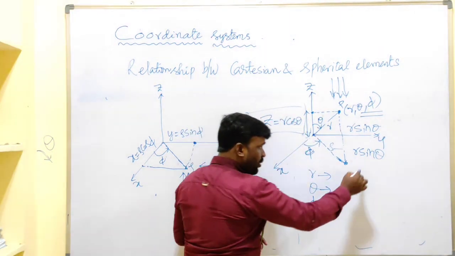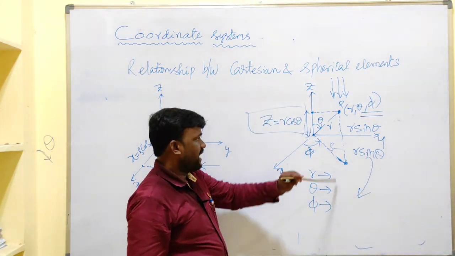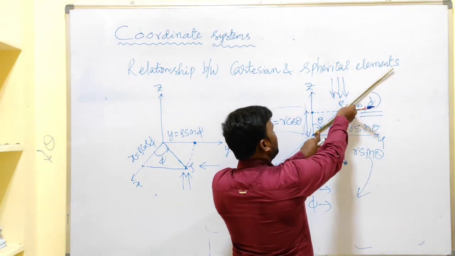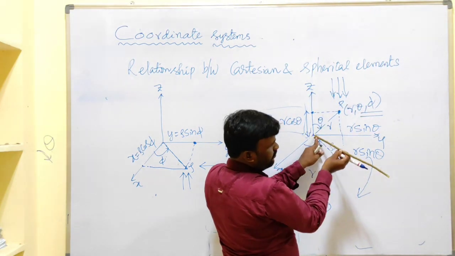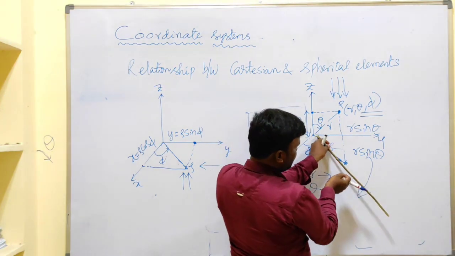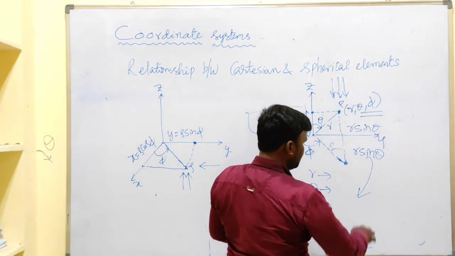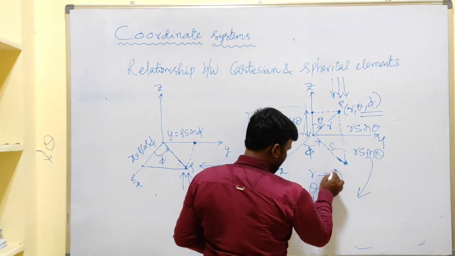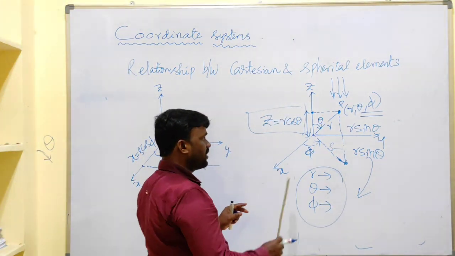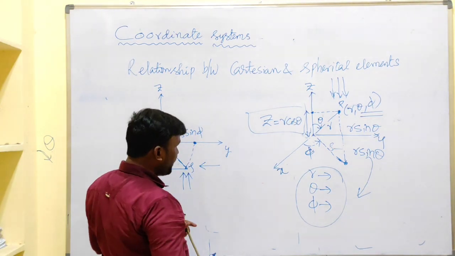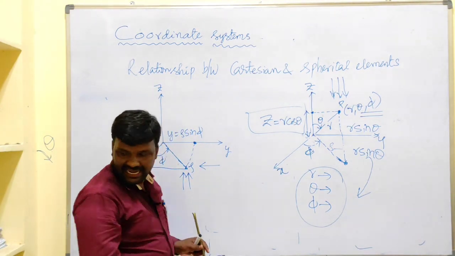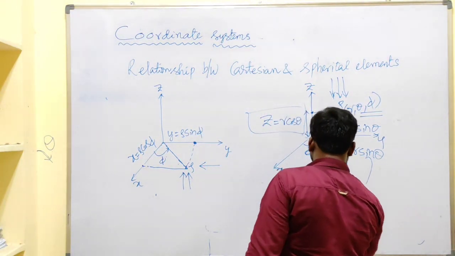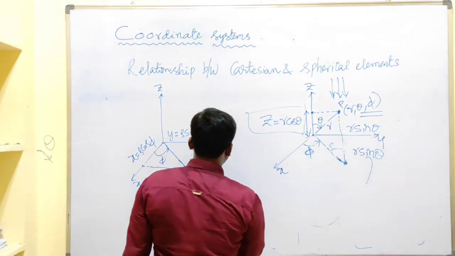Phi is the angle made by the projected component r sin theta. This is your r; it is perfectly projected on the z axis, but in this case it is projected like this, as r sin theta. This r sin theta makes an angle with the x axis, that is phi. r, theta, phi: this is all about the components. Now we can easily derive the relationship between the x, y, z components.